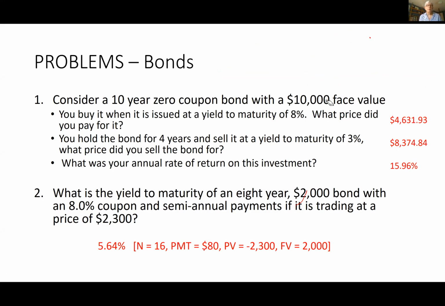So I think most of you got this first number from what I could see, but just to make sure everybody knows where it comes from. You have a future value of 10,000. N is 10. I is 8. And you solve for the present value.